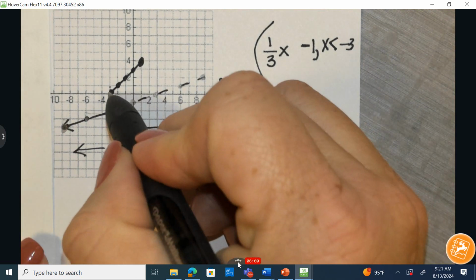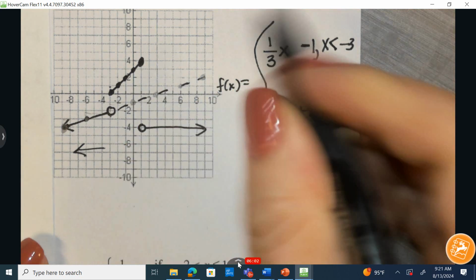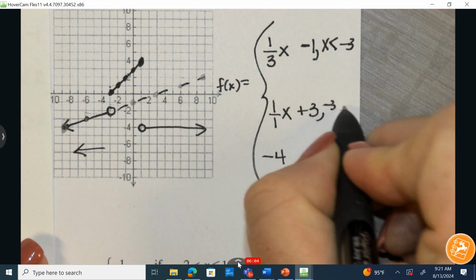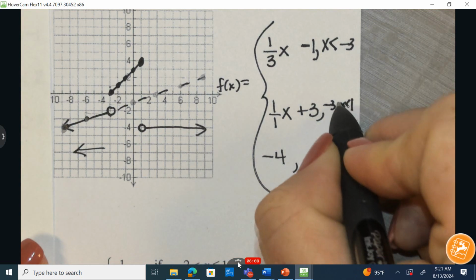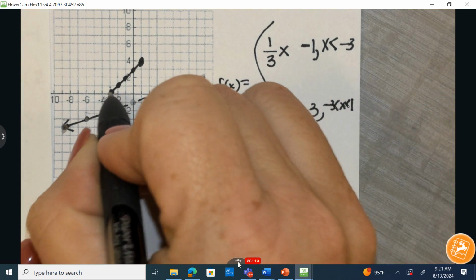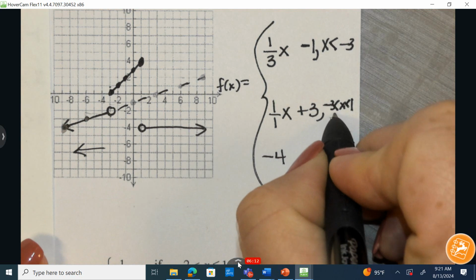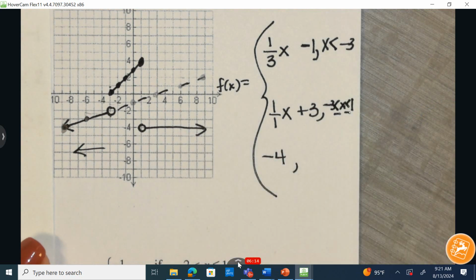This middle piece goes from negative 3 all the way to positive 1. The smaller number must go first. And it's less than 1 and greater than negative 3. Now, both endpoints of that piece are bubbled in, which means we need to show that we're including them as part of the solutions to this, as part of the graph.